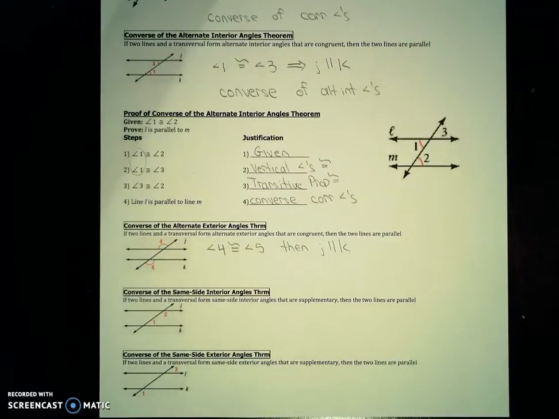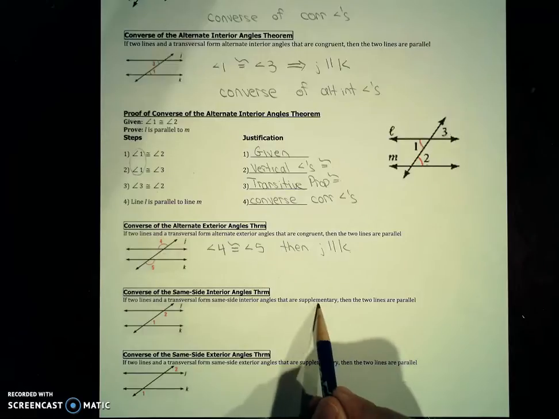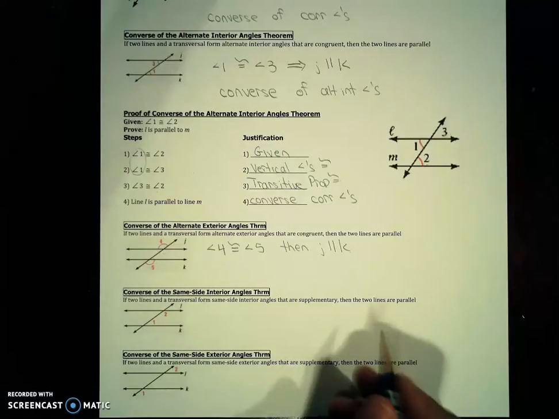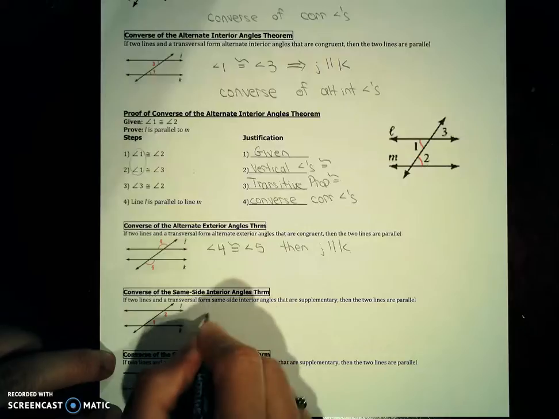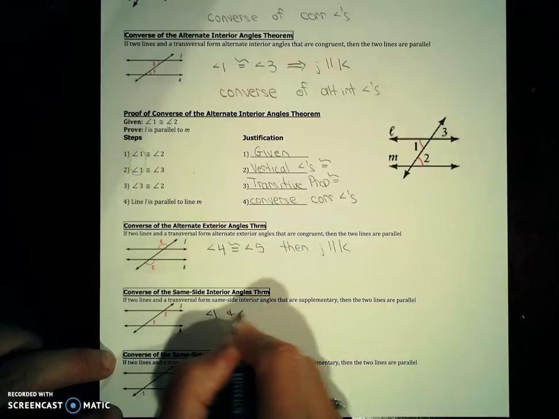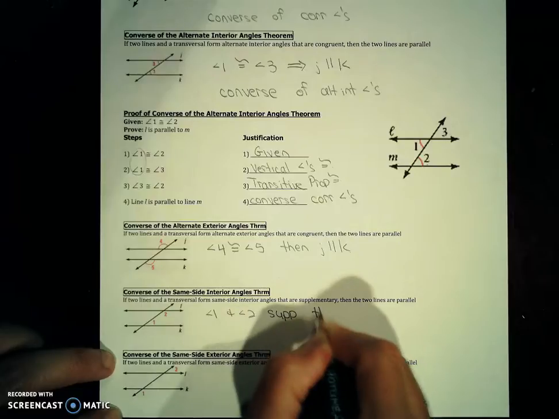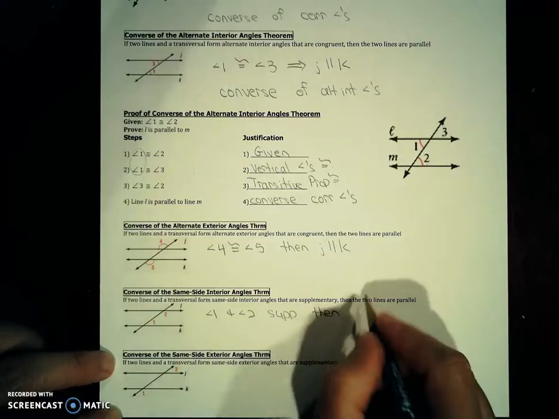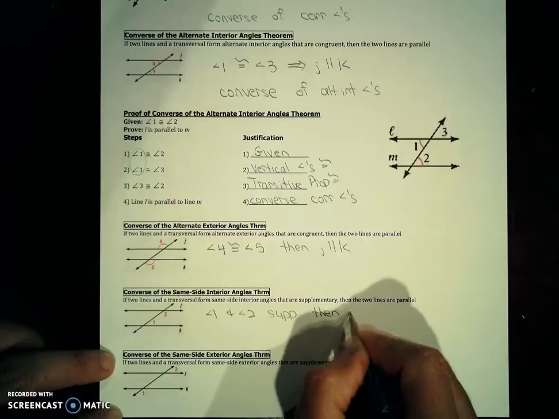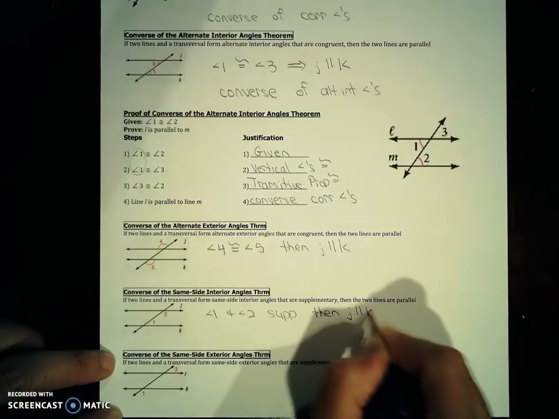Next one, converse of same side interior angle theorem. Now remember, if you look, these are not congruent. Angle 1 in this case is acute, angle 2 is obtuse, so they cannot be congruent, which makes sense in here why it says they have to be supplementary. So in other words, in this case we have angle 1 and angle 2 are supplements. Then again, we can prove that J is parallel to K.